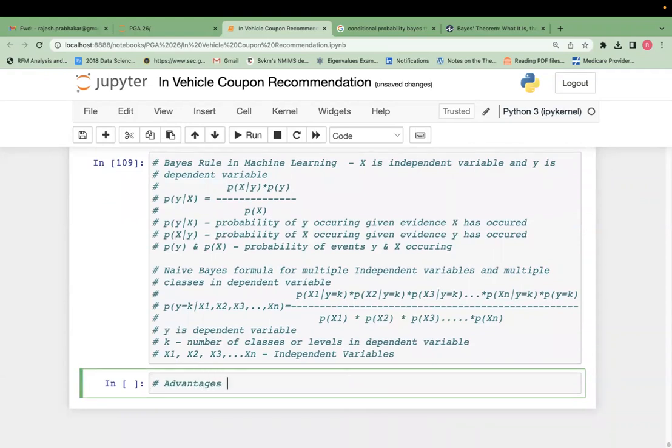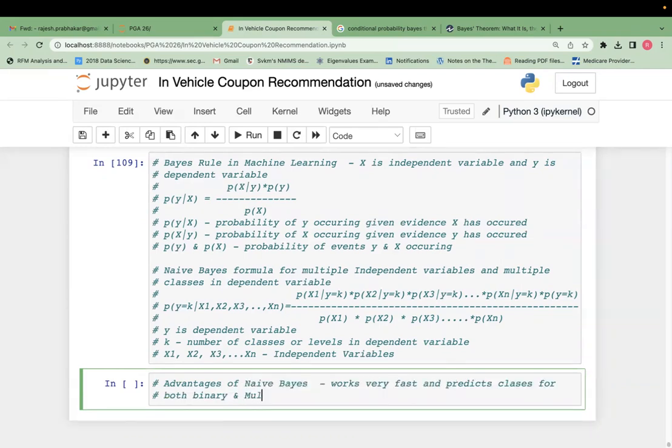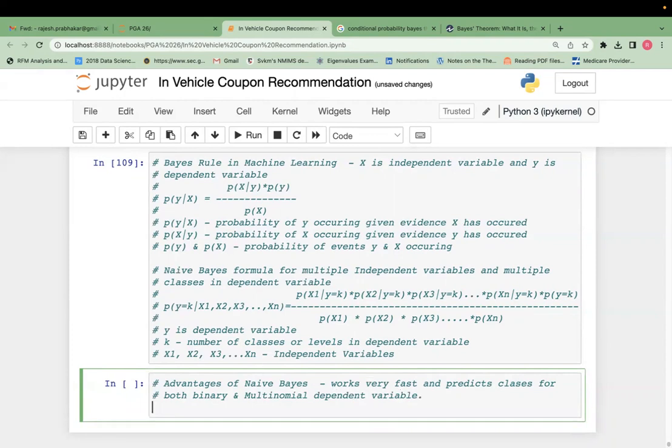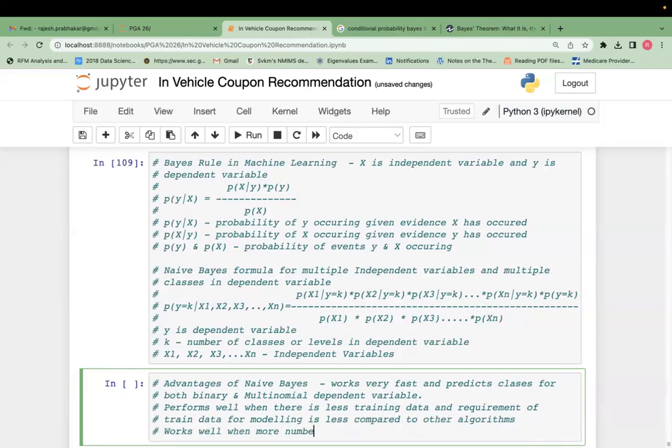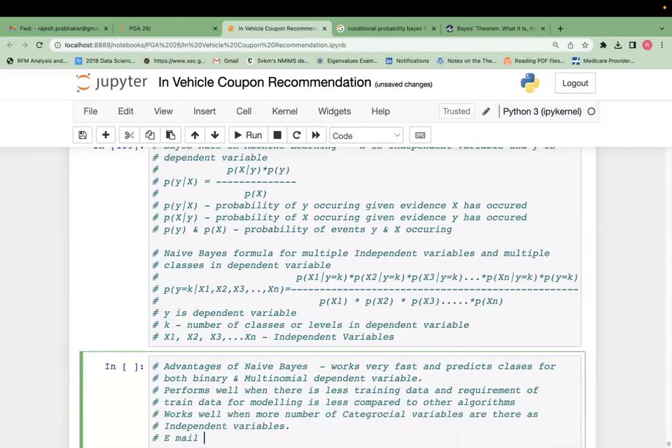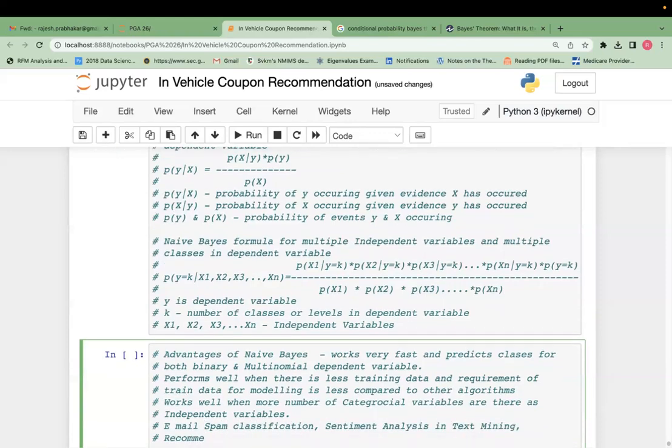The advantages of Naive Bayes: it works very fast and handles multinomial problems. For both binary and multinomial dependent variables, this algorithm works, and it works very fast in terms of prediction. It performs well when there is less training data, and the requirement of training data for modeling is less compared to other algorithms. It performs well with more categorical variables. Email spam classification in text mining and recommendation systems are where Naive Bayes is used.